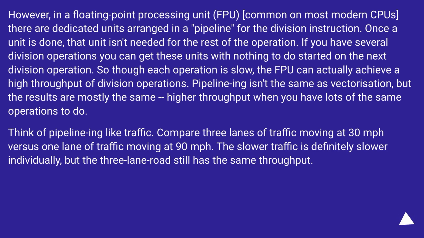Pipelining isn't the same as vectorization, but the results are mostly the same, higher throughput when you have lots of the same operations to do. Think of pipelining like traffic. Compare 3 lanes of traffic moving at 30 miles per hour versus 1 lane of traffic moving at 90 miles per hour. The slower traffic is definitely slower individually, but the 3-lane road still has the same throughput.